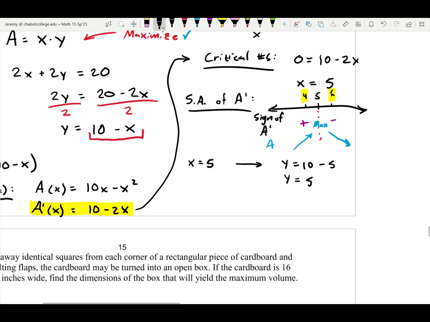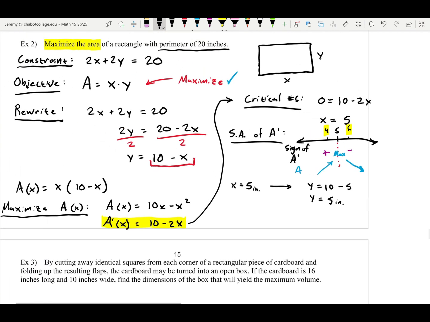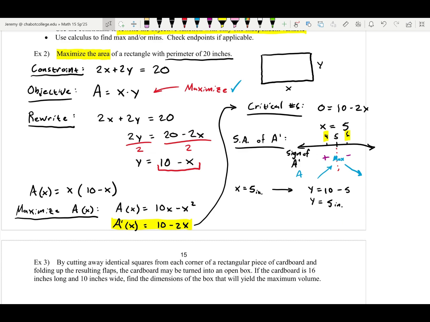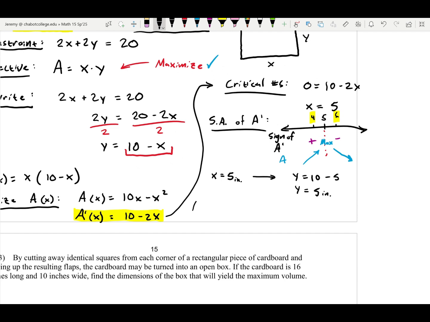And our units here are important. This was all in terms of inches. All right, so we were asked to maximize the area of a rectangle with a perimeter of 20 inches. So we have a maximum area of length times width. So 5 inches times 5 inches, right? Those are the dimensions. Multiplying those together to give us the area is going to be 25 inches squared.